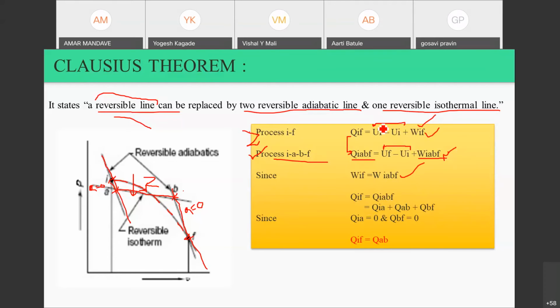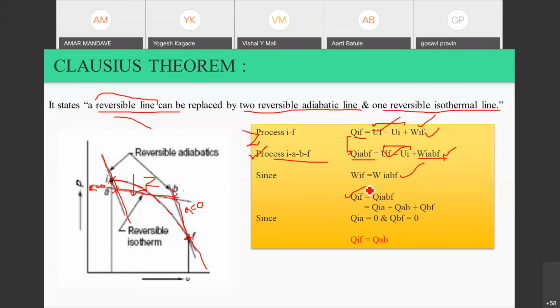Okay, because this quantity, this change in internal energy, does not depend on the path or the process. That is a property of a system, and it depends only on the end states of the process. That's why QIF, whatever heat interaction happened during the process Z, and QIABF, whatever heat interaction happened during the process IABF, are the same.